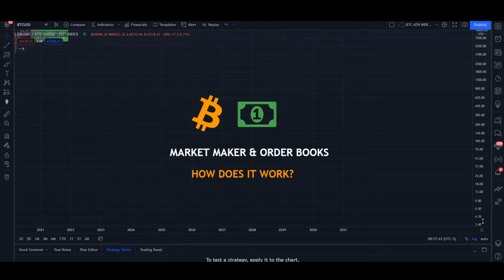Today we're going to talk about market makers and order books. How does it work?